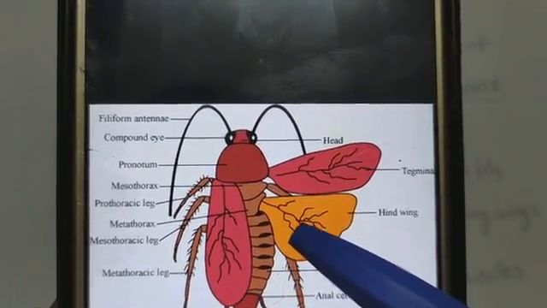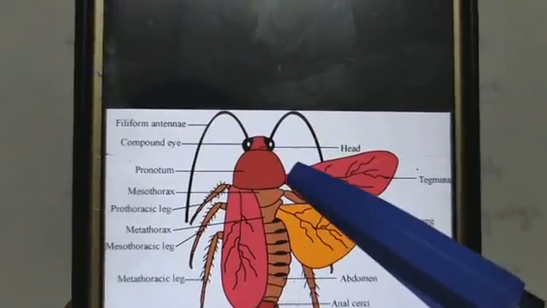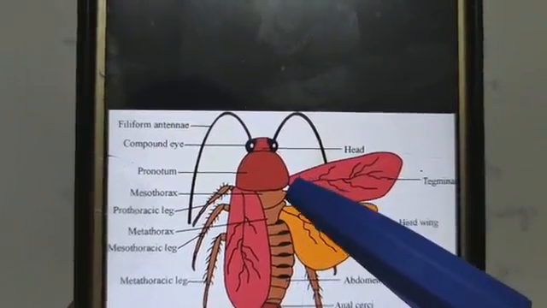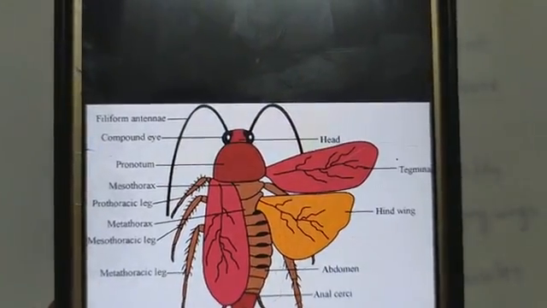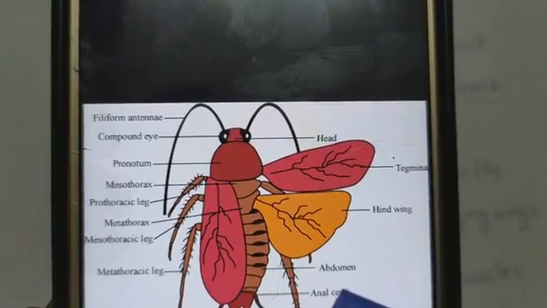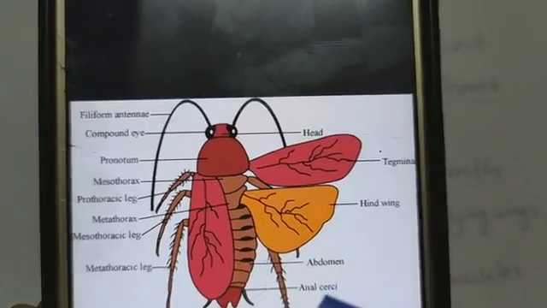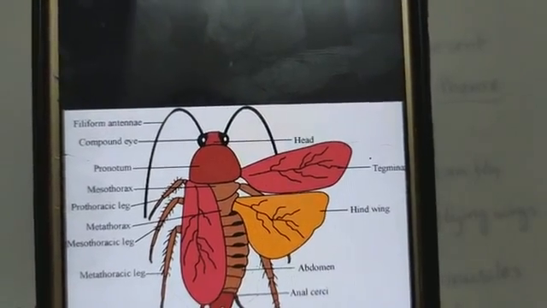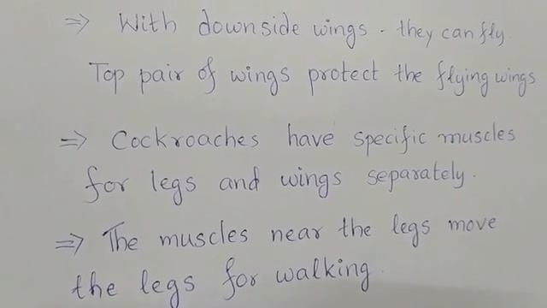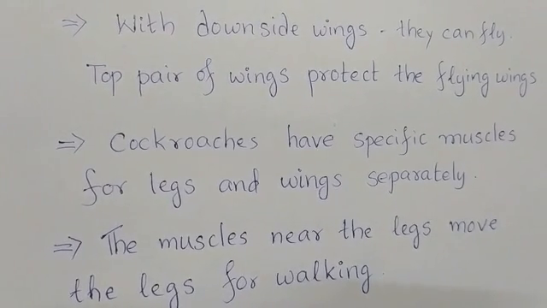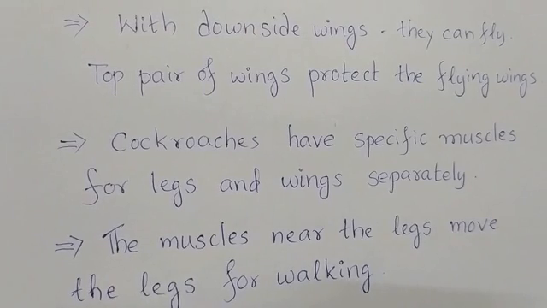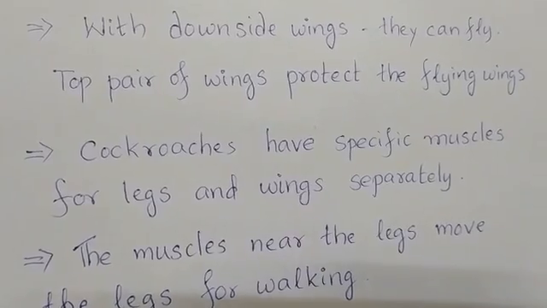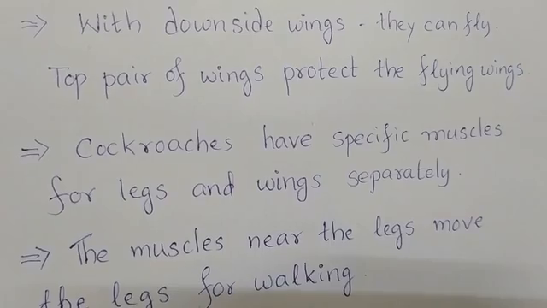If you clearly see where the wings are attached, they are attached only to the thoracic portion or breast region. So 2 pairs of wings are present in cockroach for flying purpose, and they are attached to the breast of the cockroach. As I just now said, with downside wings, the cockroaches can fly. The top pair of wings protect the flying wings. Cockroaches have specific muscles for legs and wings separately.